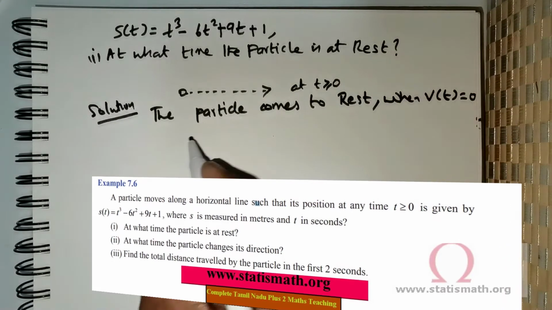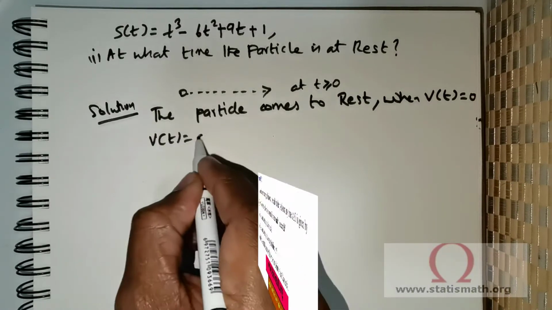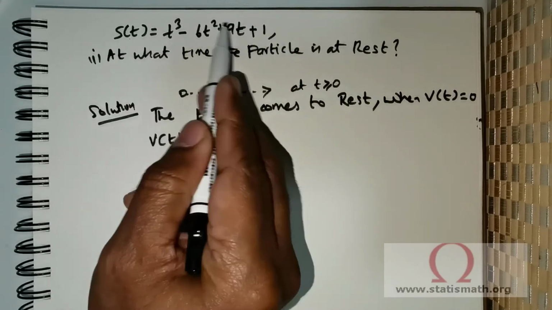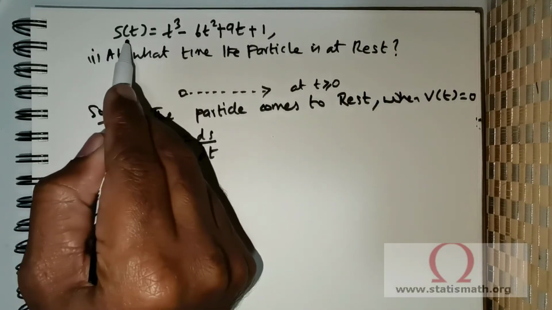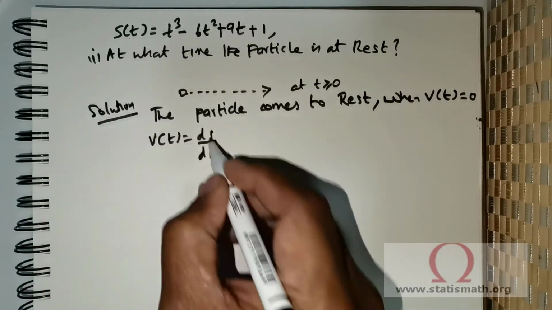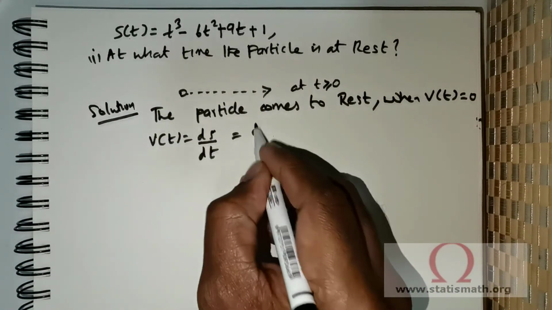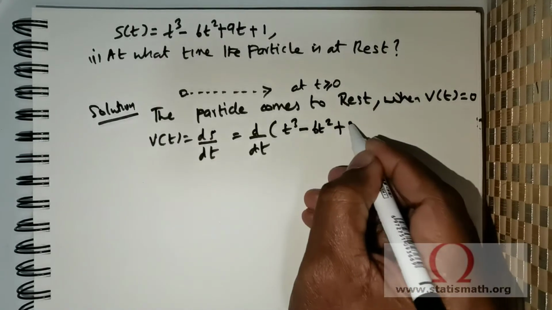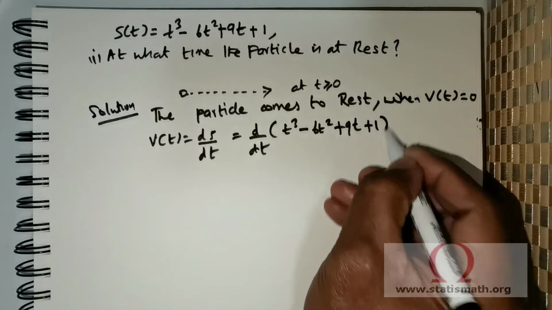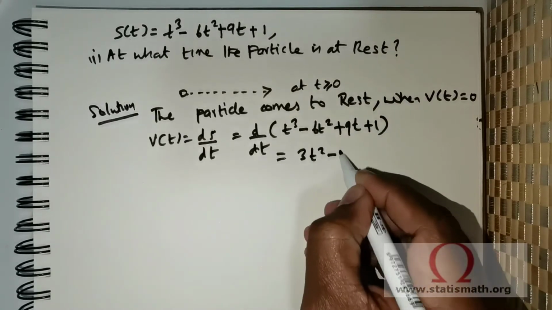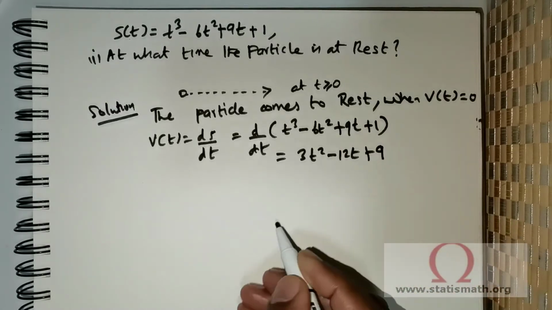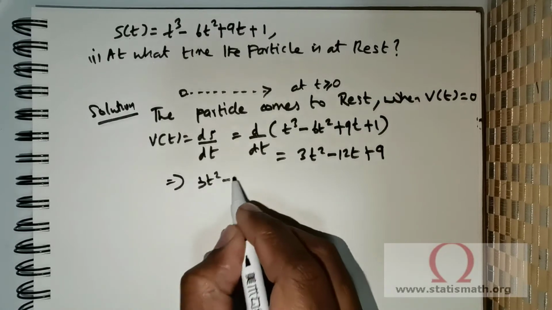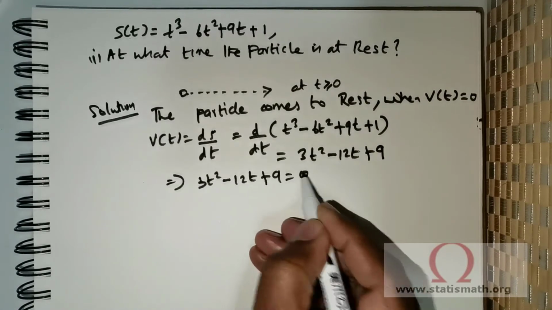Okay, so we need to know what is v(t). Now v(t) is obtained from ds/dt, right? When you differentiate s(t), that gives us v(t). So you are going to be differentiating t³ − 6t² + 9t + 1, which is going to be 3t² − 12t + 9. But this has to be equated to 0. So this would imply that 3t² − 12t + 9 = 0.